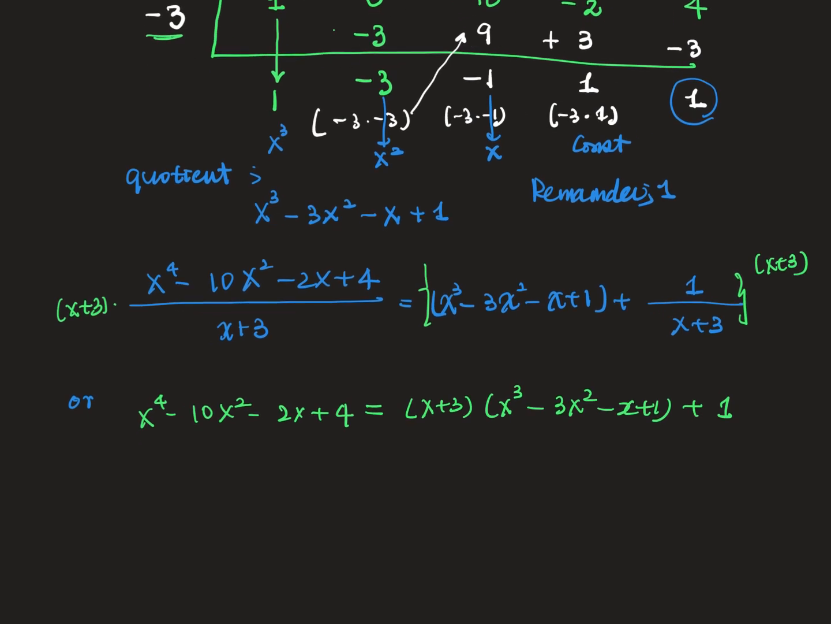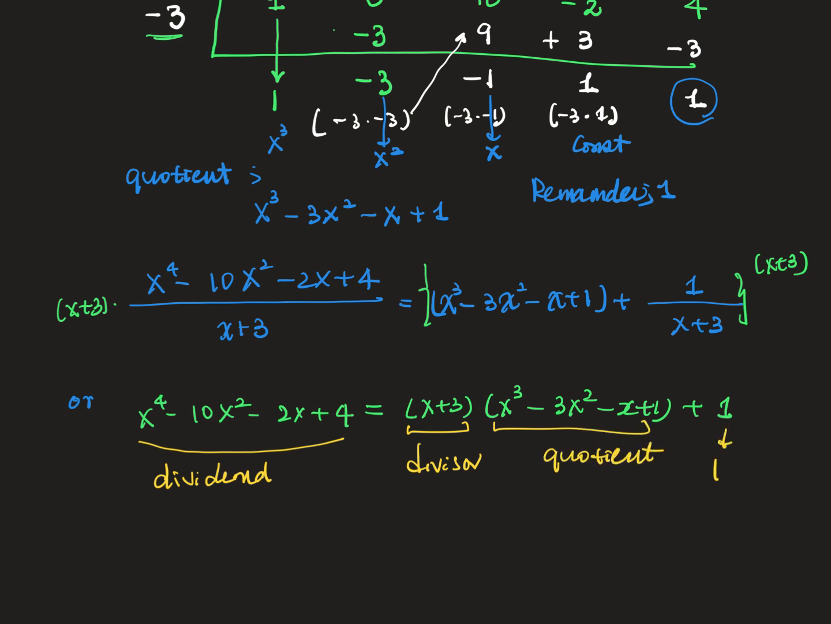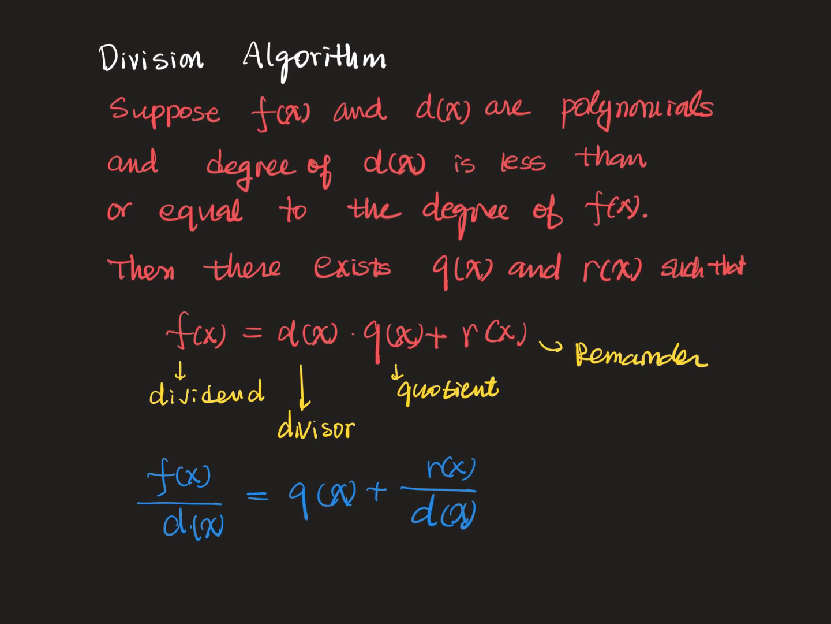So what do you see? We call this the dividend. This is the divisor. This is the quotient. This is the remainder. So after you do the division, guys, you have two ways to write the output. You use the first one or the second one. That's what we call the division algorithm. That's a summary of what you did in the previous slides.